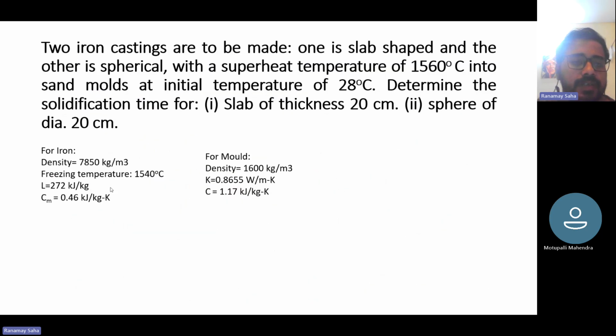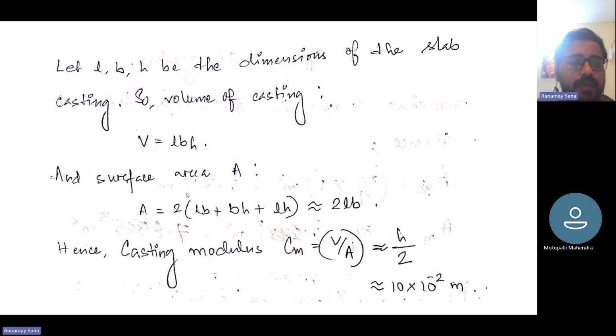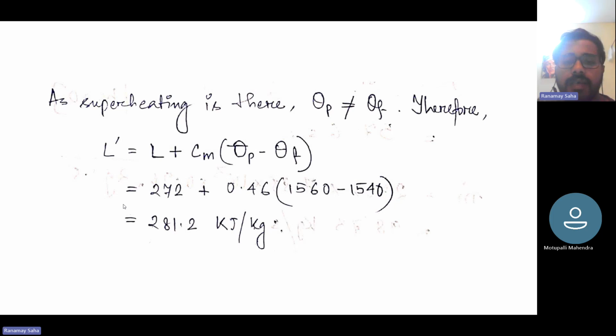So the latent heat is given as 272 kilojoule per kg in case of iron, that is the molten metal. And then you have Cm, which is again given as 0.46 kilojoule per kg Kelvin. And then you have pouring temperature, which is now the superheating temperature, which is 1560, and the freezing temperature, which is 1540. Okay. So the newly modified latent heat L dash then becomes 281.2 kilojoule per kg.